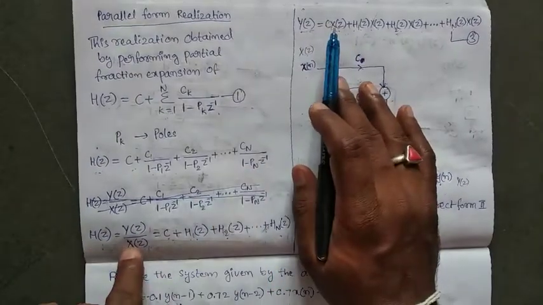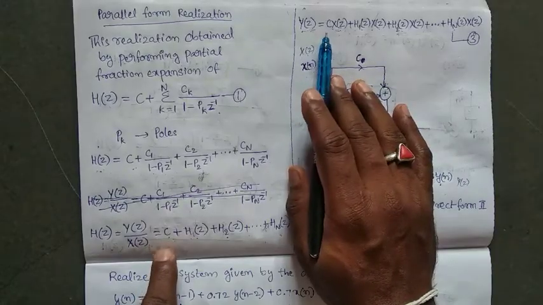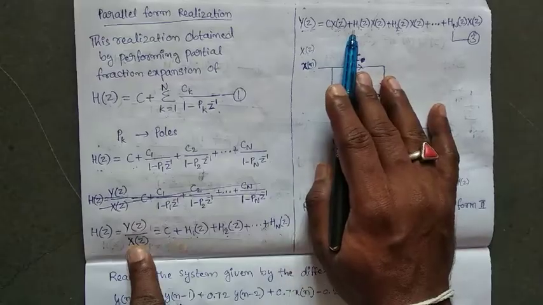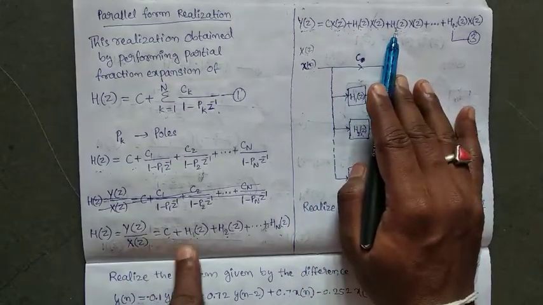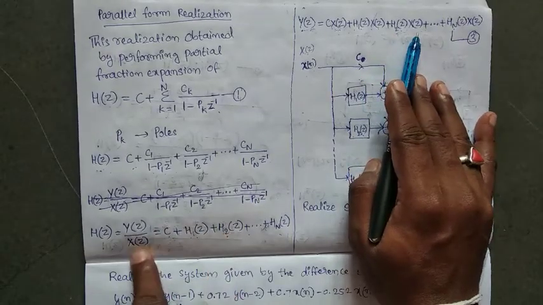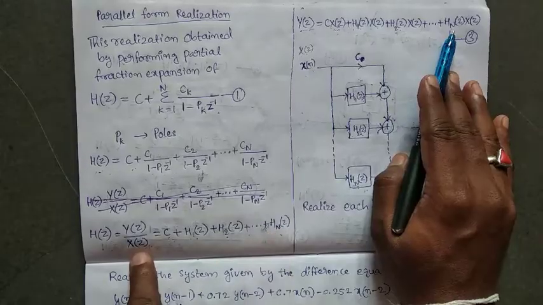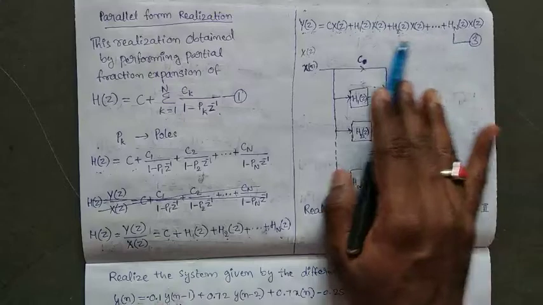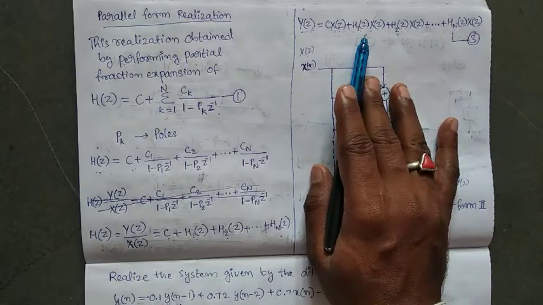From this we determine Y(z) by cross multiplication. Y(z) is equal to C into X(z) + H1(z) into X(z) + H2(z) into X(z) + and so on, plus HN(z) into X(z). I am taking this as equation 3. Now we are realizing equation 3 by using parallel form realization.